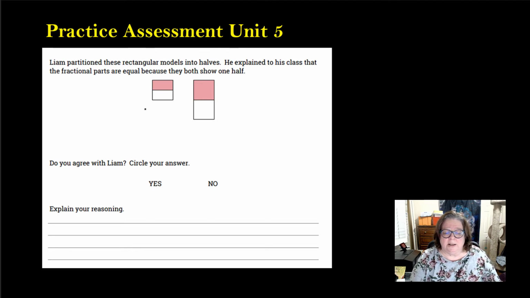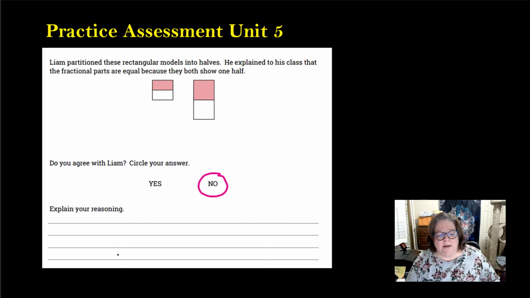So Liam says they're all the same. That this little half of a mini-sized candy bar is the same as the half of a king-size candy bar. Do you agree with Liam? I hope not, because those candy bars are not the same size. Explain your reasoning. Well, your candy bars are not the same size.